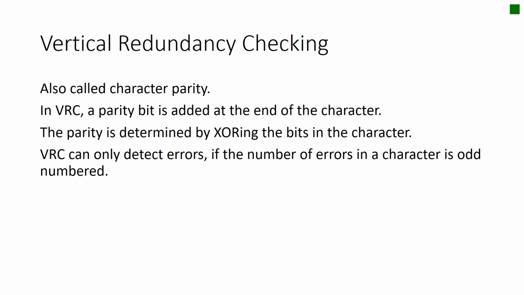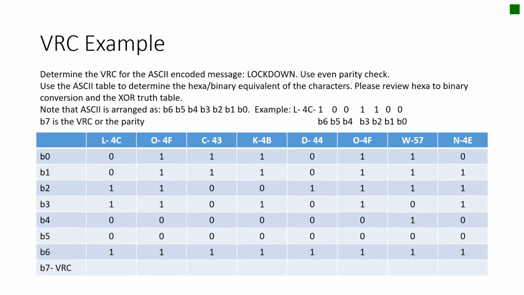Vertical redundancy checking is also called character parity. That is, a parity bit is added at the end of a character. The parity is determined by XORing the bits in the character. VRC can only detect errors if the number of errors in a character is odd number. So let us have an example for vertical redundancy checking. Here, I have the solution table to determine the VRC.